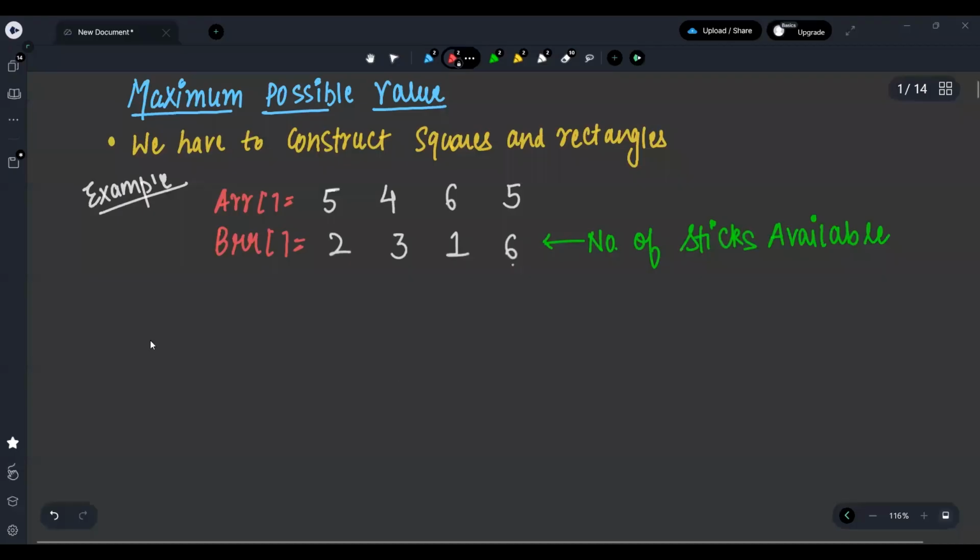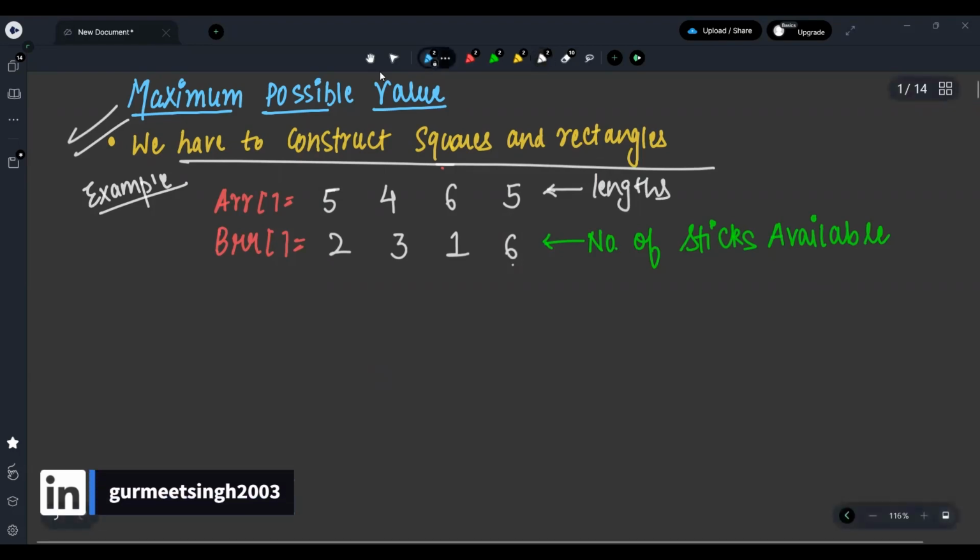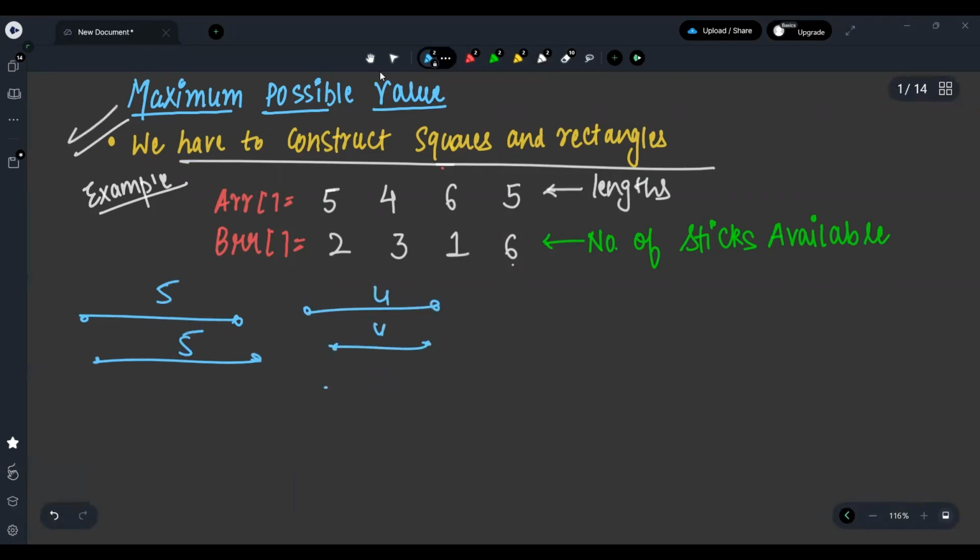So let's discuss the question with an example test case. Our task is to construct squares and rectangles. Let us consider a test case. These are the lengths of the sticks, and these are the number of sticks available of each length. For length 5, there are 2 sticks available. For length 4, there are 3 sticks available. Similarly, for length 6, 1 stick is available. And for length 5, 6 sticks are available.